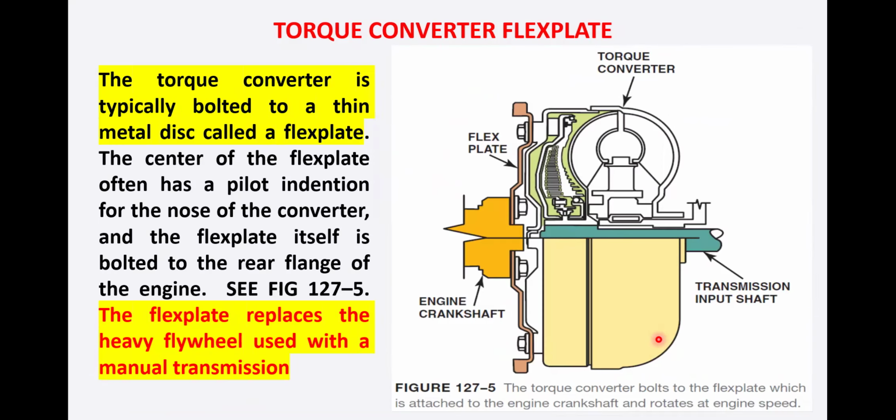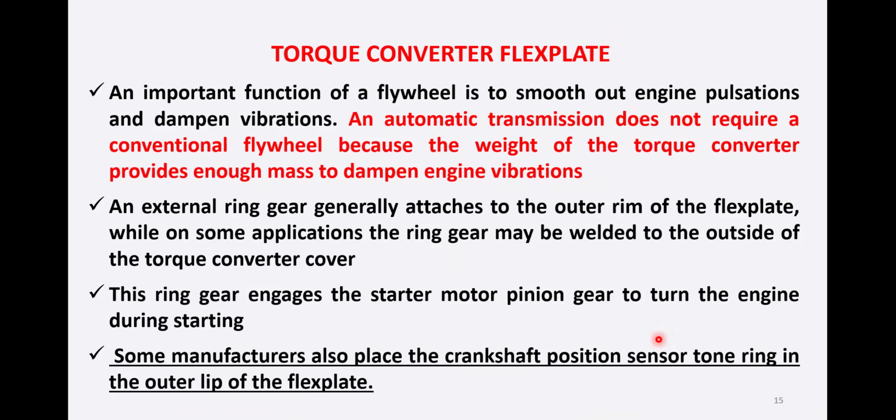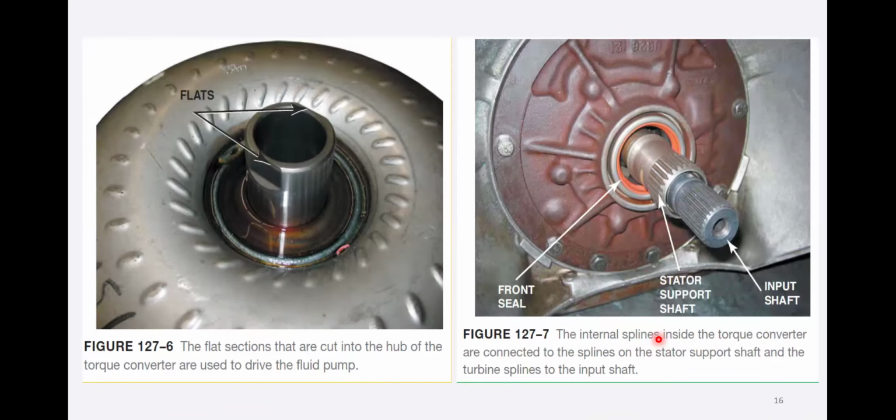Then we talk about the torque converter flex plate, which performs the function of replacing the heavy flywheel in a manual transmission. Then a few words regarding the flat screen that are cut. These are the flat screen, and this is the shaft, input shaft.